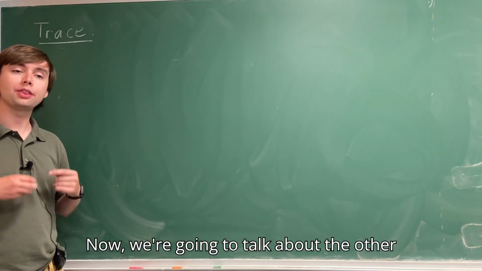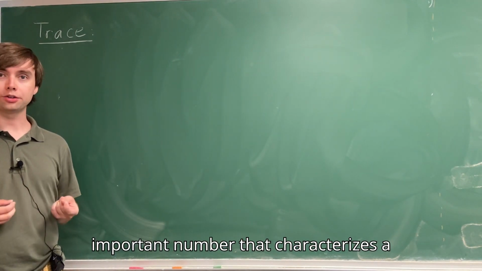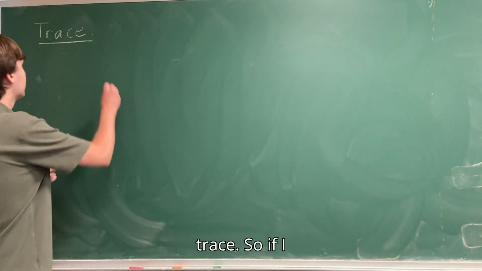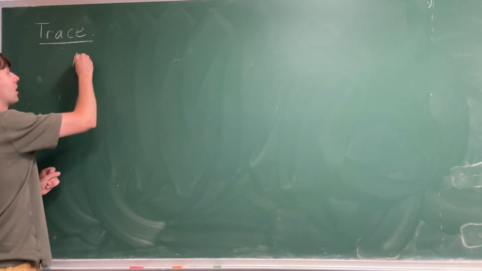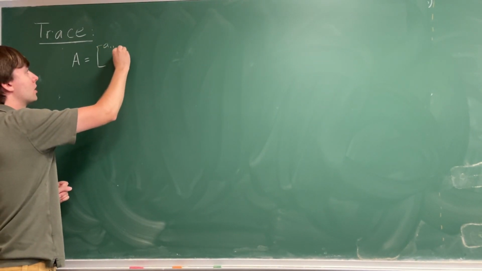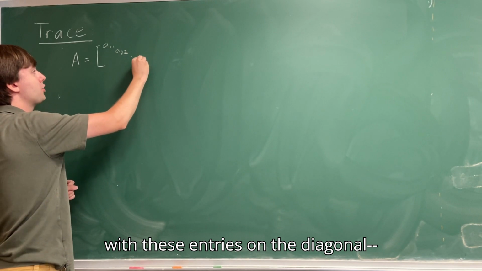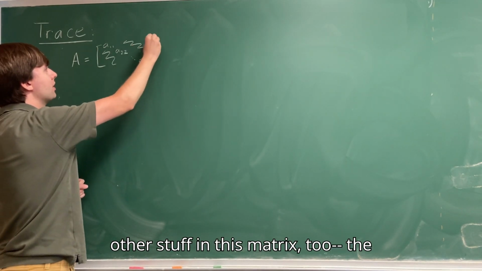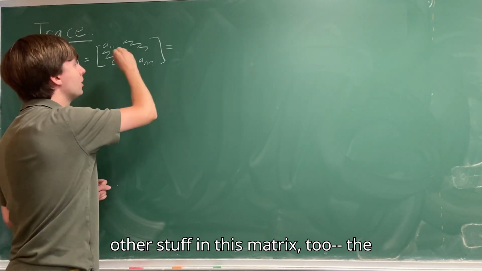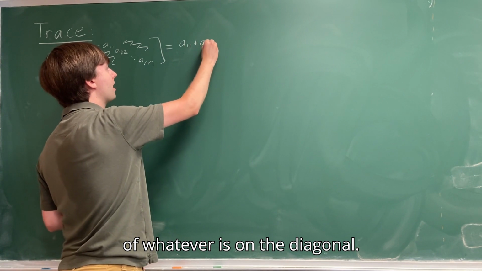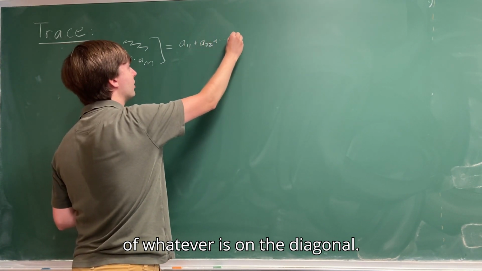Now we're going to talk about the other important number that characterizes a linear transformation, which is the trace. So if I have some matrix with these entries on the diagonal, and there are going to be a bunch of other stuff in this matrix too. The trace is just the sum of whatever is on the diagonal.